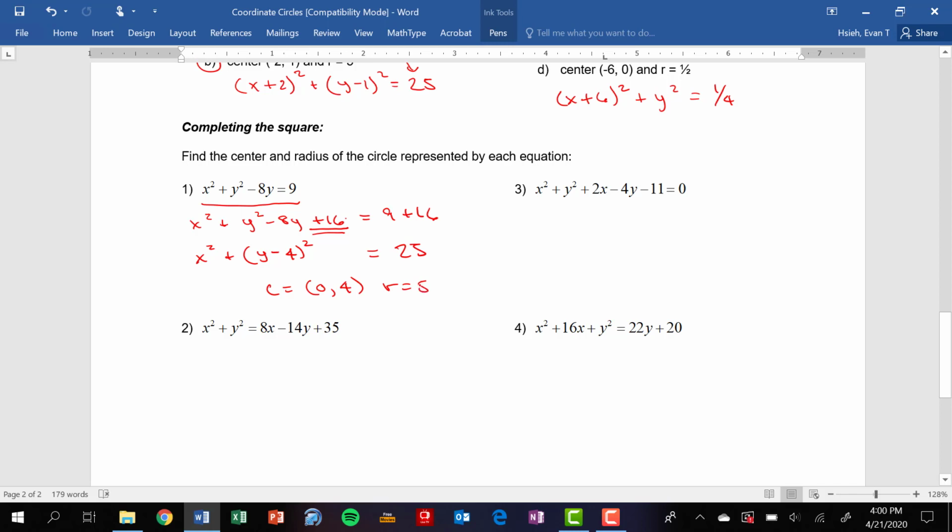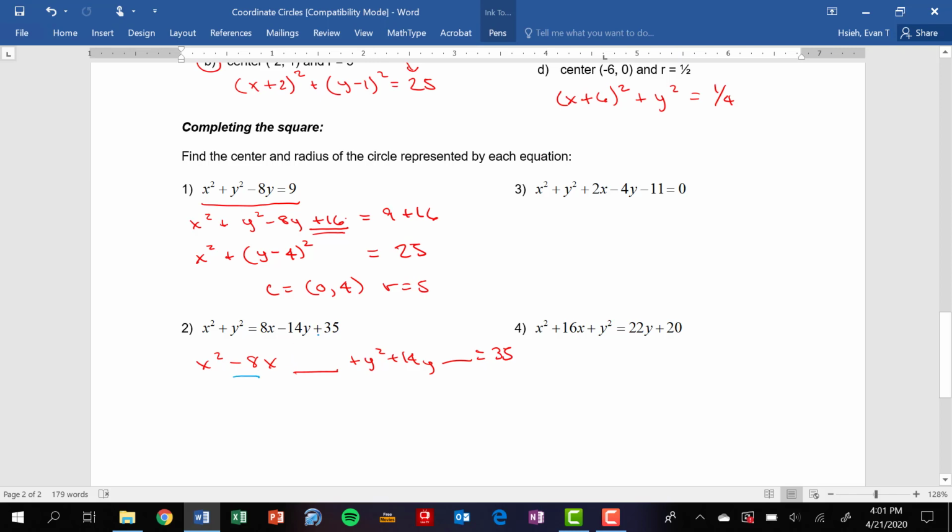Okay, let's try one where we have to complete the square on the x and the y. So I'm going to bring everything over to the same side. So it's going to be x² - 8x, I'm going to leave some space so I can complete the square, + y² + 14y, and then leave a little space, = 35. I'm going to complete the square separately for each of them. And one thing you might want to use as a little hint here, just take this middle number, divide it by 2, and square it.